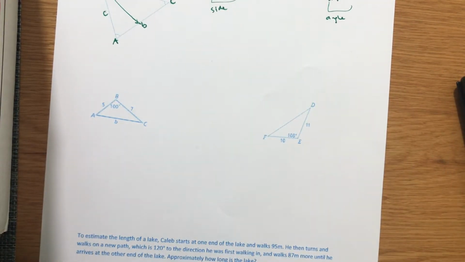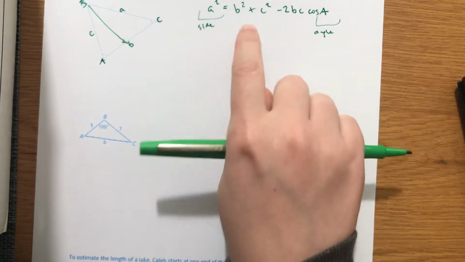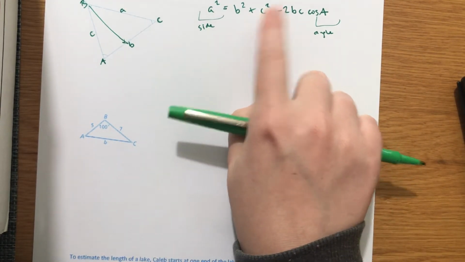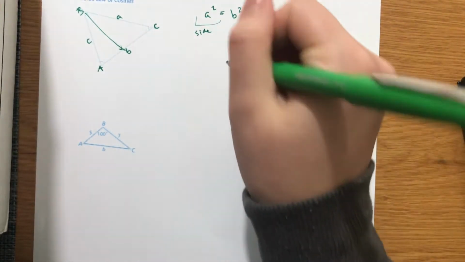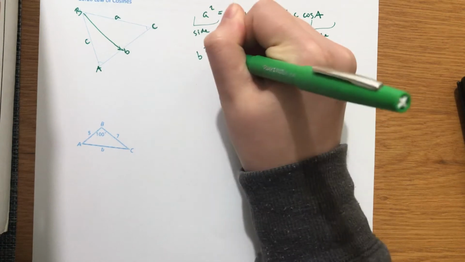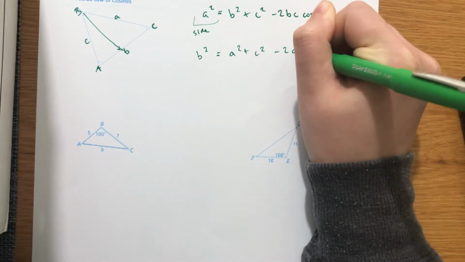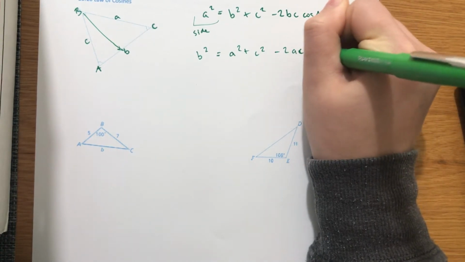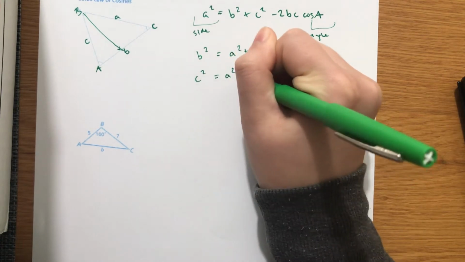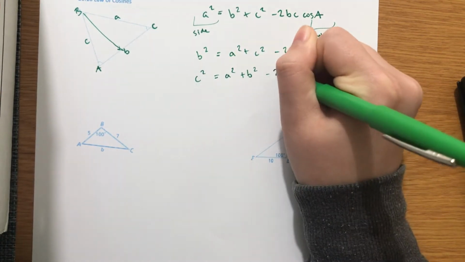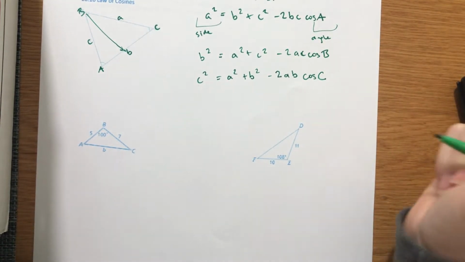Whichever one you're looking for, you plug in everything for the other two sides and the angle, or if you're missing the angle and the side, one of the two. But I'll give you guys the other ones as well. You could write it as B squared equals A squared plus C squared minus 2AC cosine B, or you could write it as C squared equals A squared plus B squared minus 2AB cosine capital C. So these are the three variations.